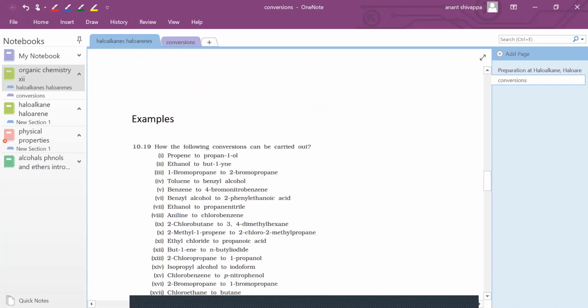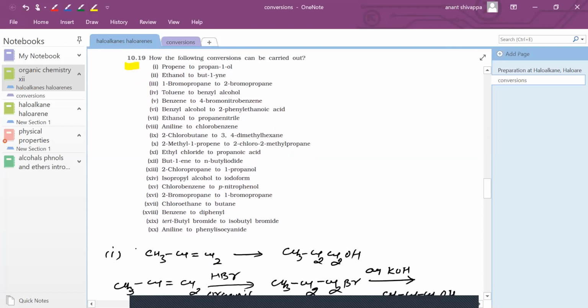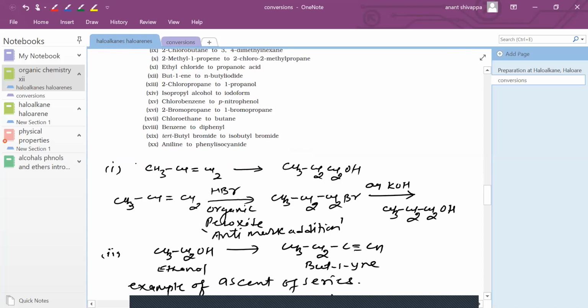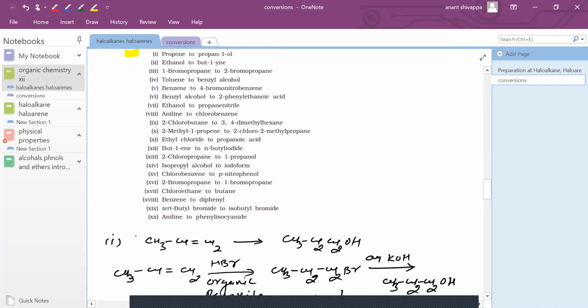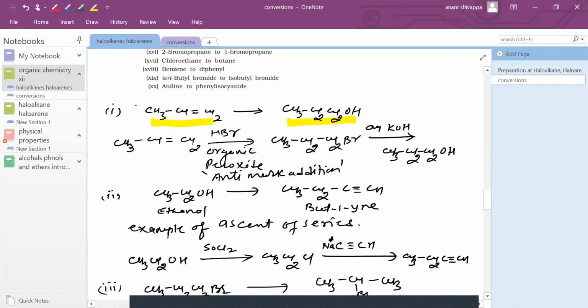Now this is the example which is given in NCERT, example 10.9. How can the following conversion be carried out? The first question is propene to propan-1-ol. Now when you are solving a question based on conversion, the first thing is you write down the formula of both reactant and product. So I have written the formula of propene and propan-1-ol. This is propene and this is propan-1-ol, the product. Then only the things will be clear in your mind how you will convert propene to propan-1-ol.